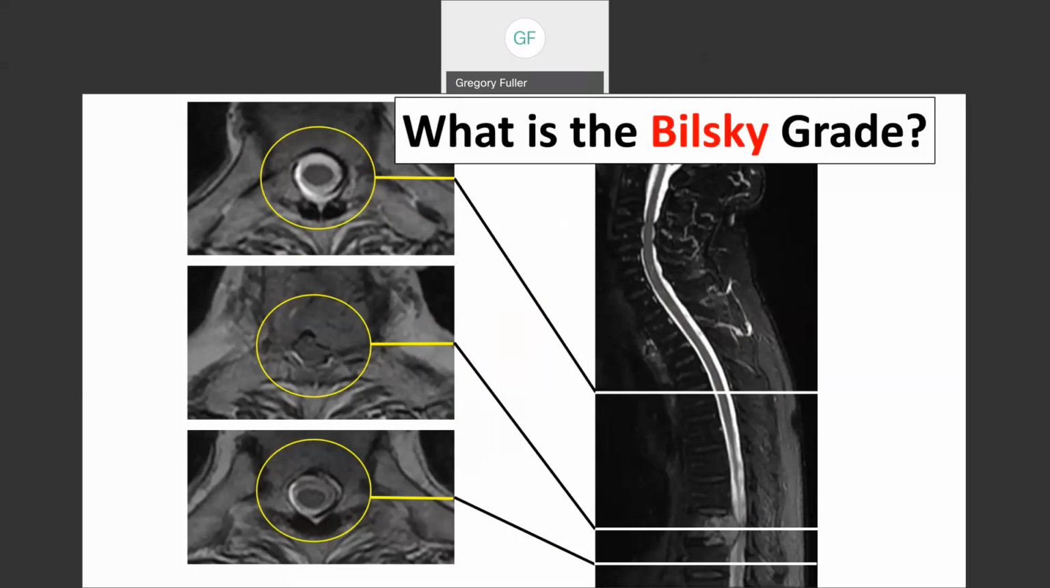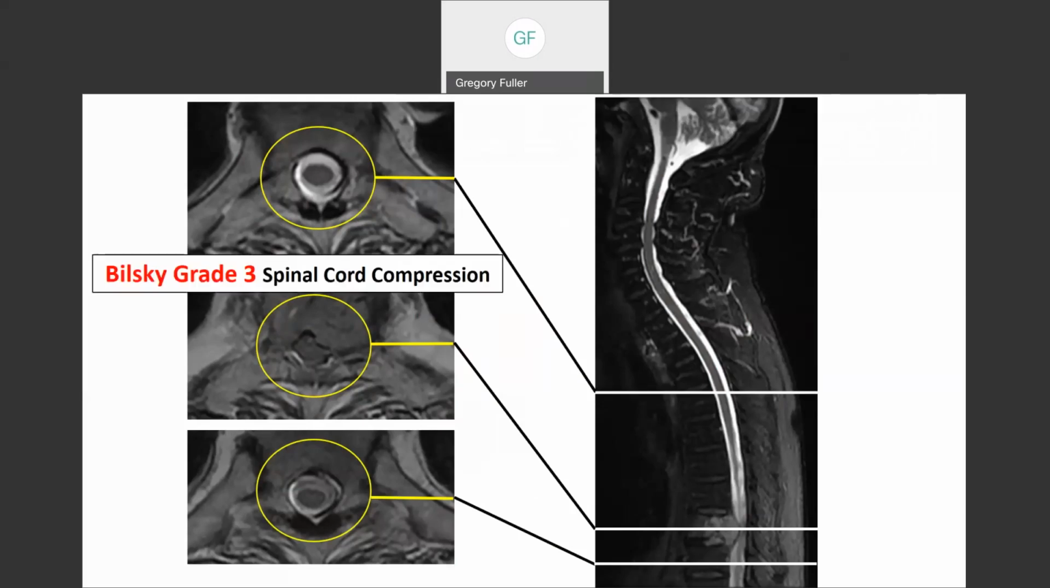What grade is it? I'll wait just a second to see if anyone knows the Bilsky grade. It's based on that middle panel, and you can compare it to the other two. What's the difference between the middle panel and the other two? There's no CSF in the middle panel. You see no CSF. Yes, Ashley, exactly correct. It is a 3. This is a Bilsky 3.